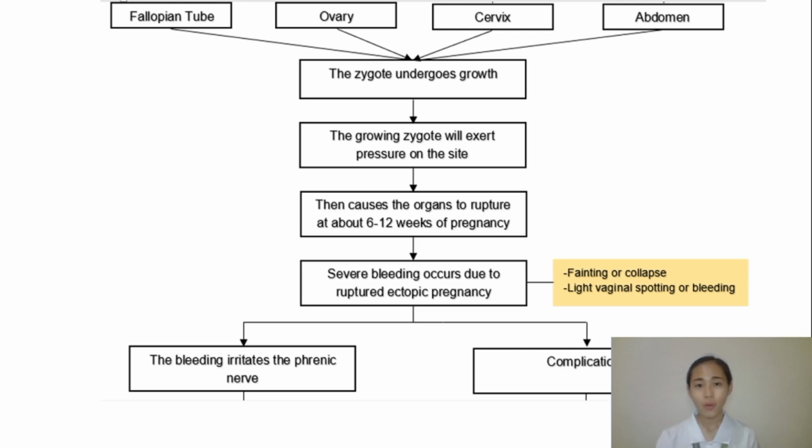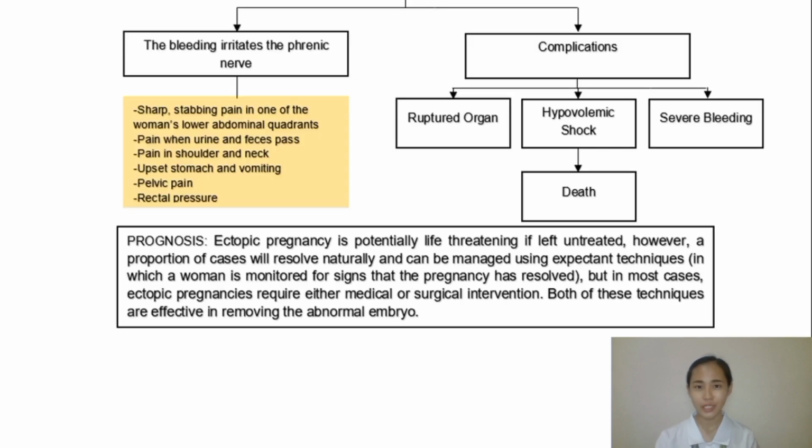This bleeding also irritates the phrenic nerve. Once the phrenic nerve is irritated, the texts inside the yellow box are its signs and symptoms that were discussed earlier in this video. Now, these are the complications of an ectopic pregnancy. First, a ruptured organ of an undiagnosed and untreated ectopic pregnancy. Second, a severe bleeding from a ruptured organ. And third, a hypovolemic shock that, if treated late, will cost the life of the patient.